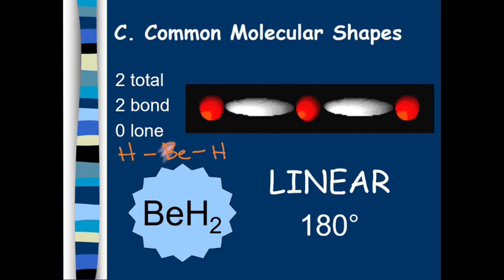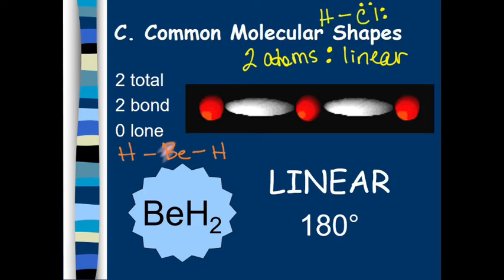Now, I will throw in here, even though there is not a bond angle, if there are only 2 atoms, period, their shape is also considered linear every single time. For instance, hydrogen bonded to chlorine. There is no bond angle because there is only 1 bond. So if there's only 2 atoms, that has to be linear, but there is no bond angle. So that is our first of our 8.